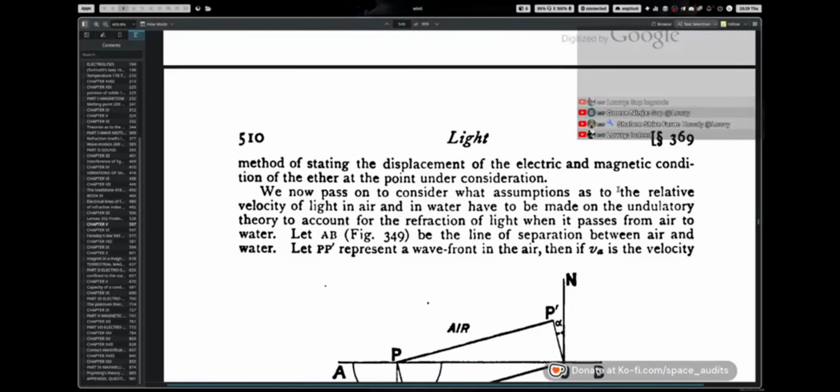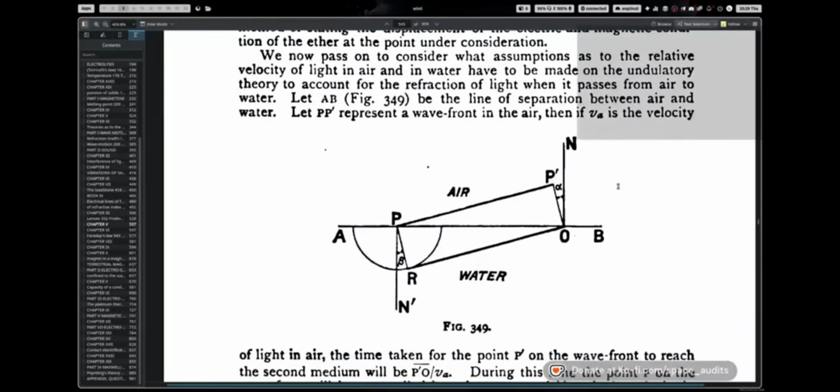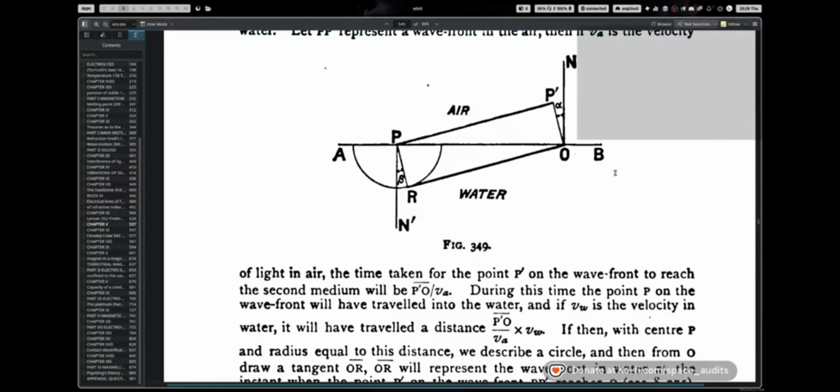We will now pass on to consider what assumptions as to the relative velocity of air and water have been made on the undulatory theory to account for the refraction of light when it passes from air to water. Let AB, figure 349, be the line of separation between air and water. Let P and P prime represent the wavefront in air. Then if V alpha is the velocity of light in air, the time taken for the wavefront to reach the second medium from P prime will be P prime O over V alpha. During this time, the point P on the wavefront will have traveled into the water.